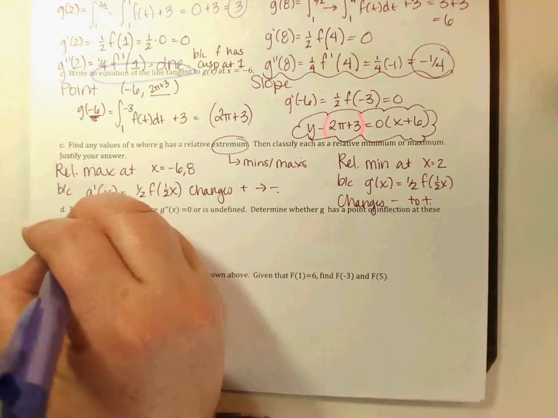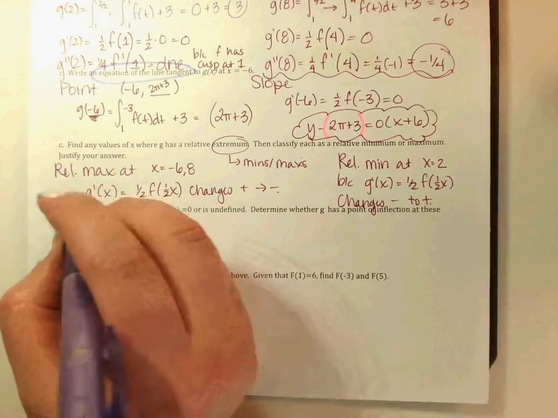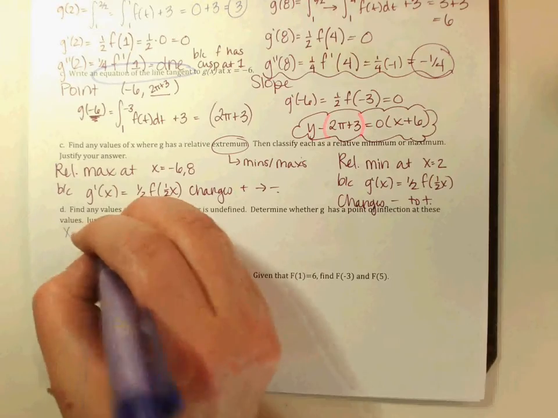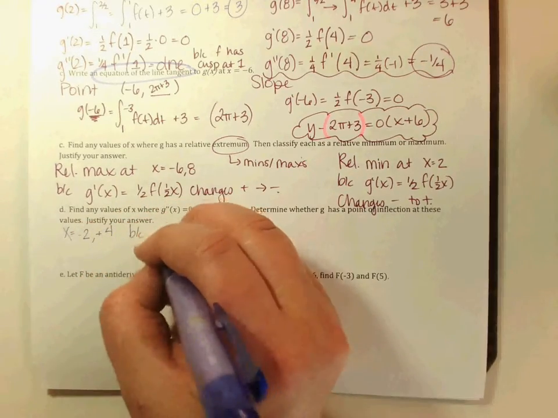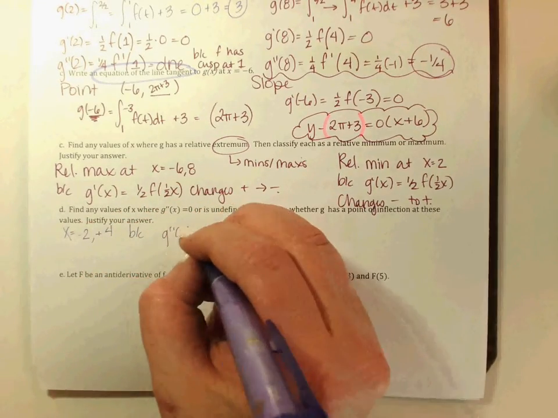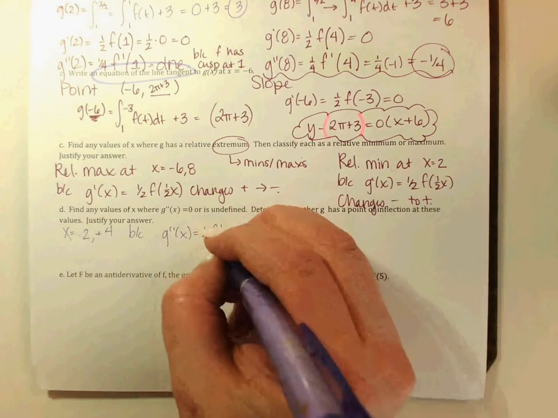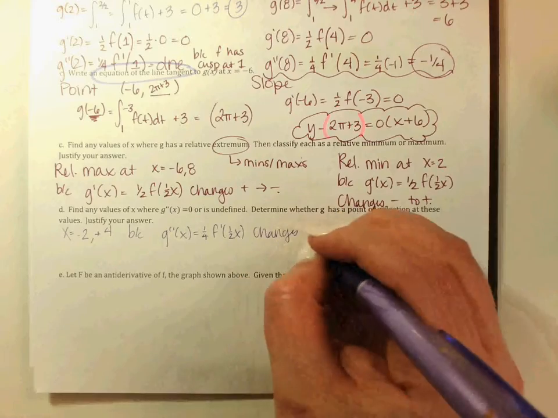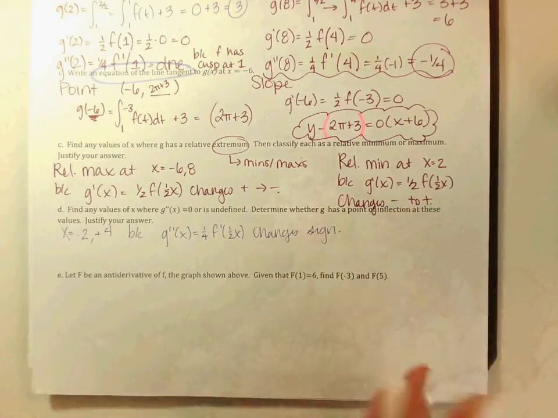Okay, so x equals negative 2 and positive 4, because g double prime of x, which is a fourth f prime of a half x, changes sign. And then I'm going to go back and mark.